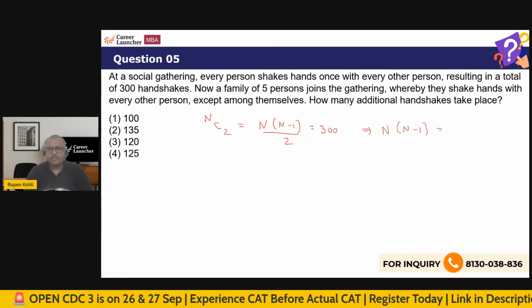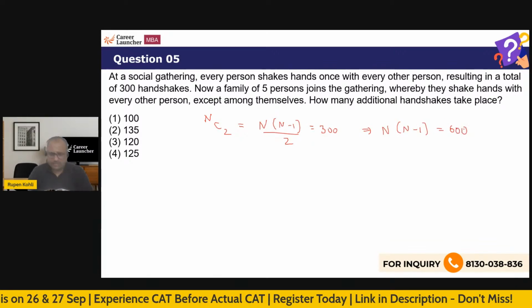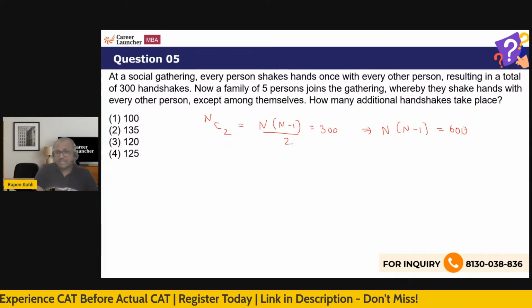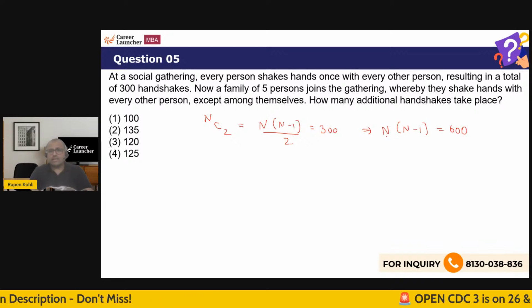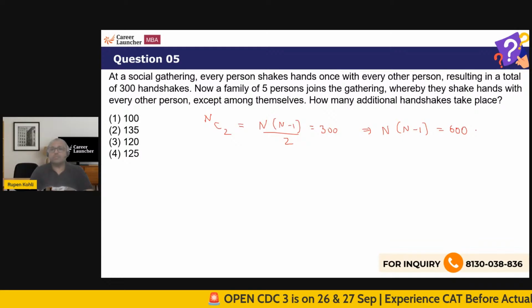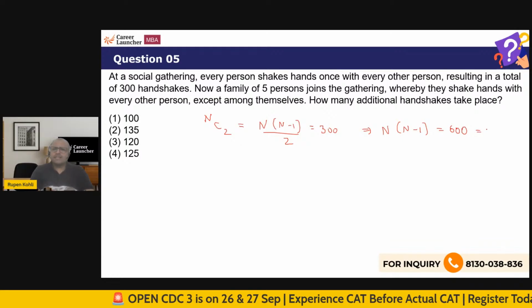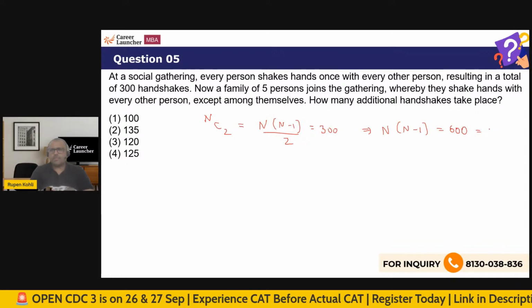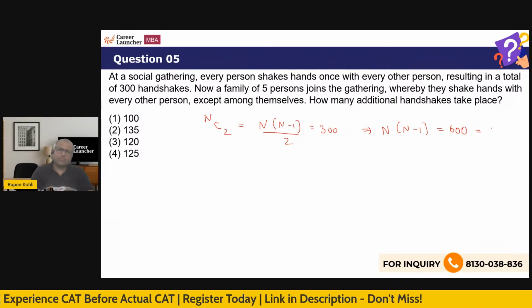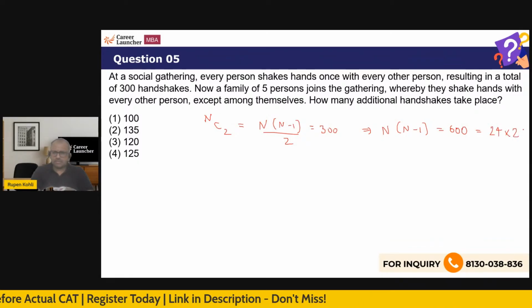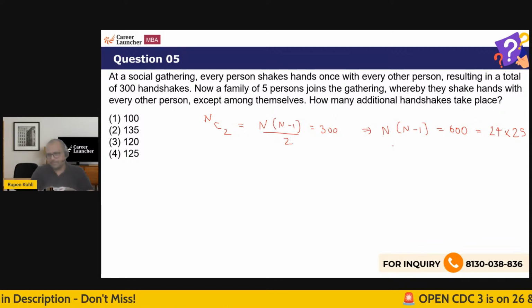So n into n minus 1 is 600. Can I express 600 as the product of 2 consecutive natural numbers? I need to do that so that I can find n, because on the left hand side, n into n minus 1 is the product of 2 consecutive natural numbers. 600 is 100 into 6. From 100 you can take 4 away. So 6 into 4 is 24, and then 25 remains. So that tells me that n is basically 25.